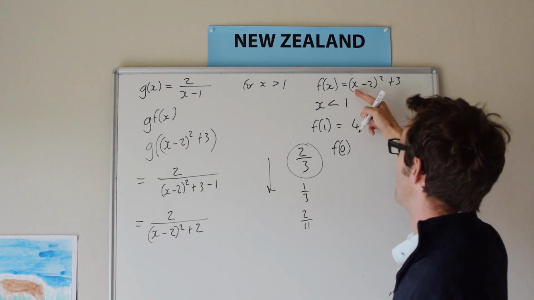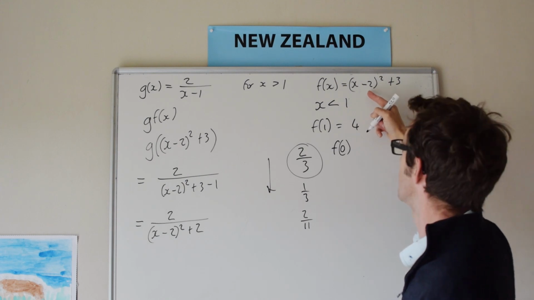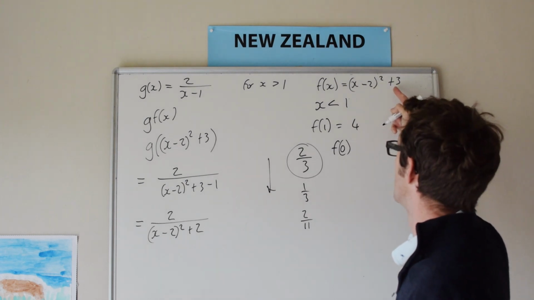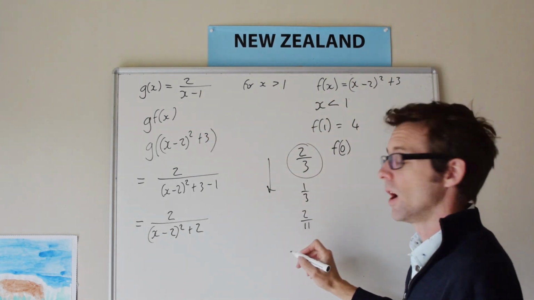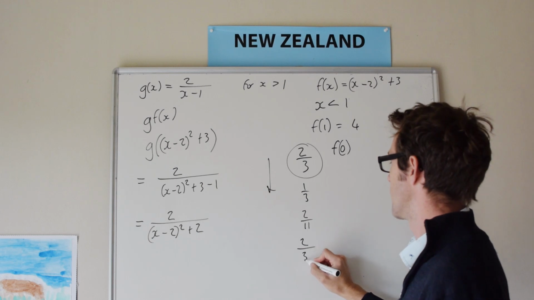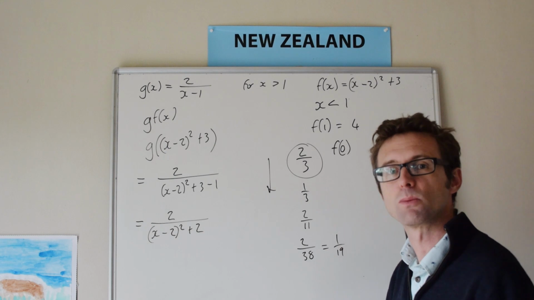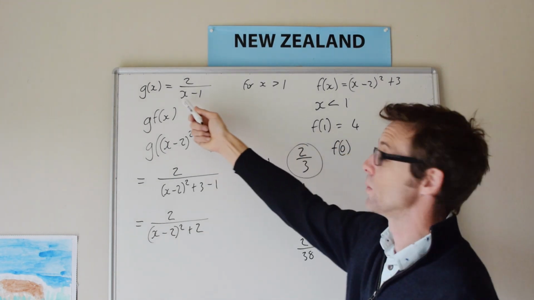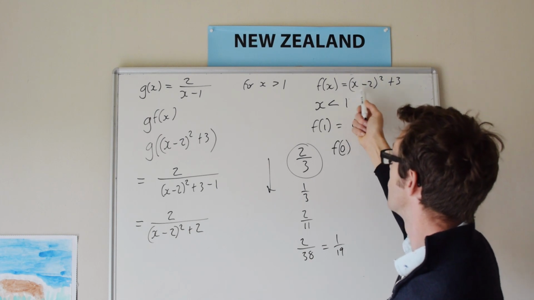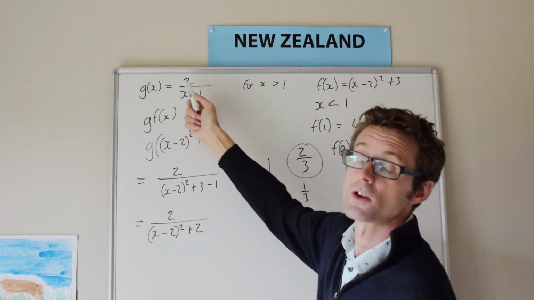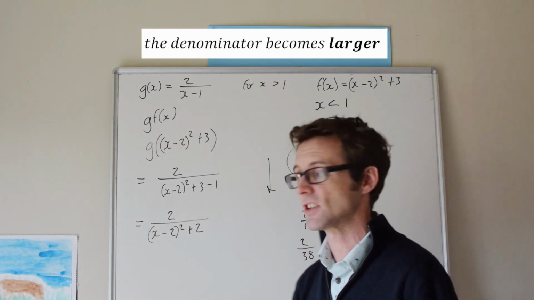Let's go minus 4. Minus 4 minus 2 is minus 6. Minus 6 squared is positive 36. Plus 3 is 39. 39 minus 1 at the bottom there. So it'll be 2 over 39 minus 1, which is 2 over 38, which is equal to 1/19. You can see that the values are getting smaller and smaller as this x value becomes larger and larger. So as we input numbers smaller and smaller into this function, the denominator becomes larger and larger. It's going to get closer and closer to 0 but never touch it.